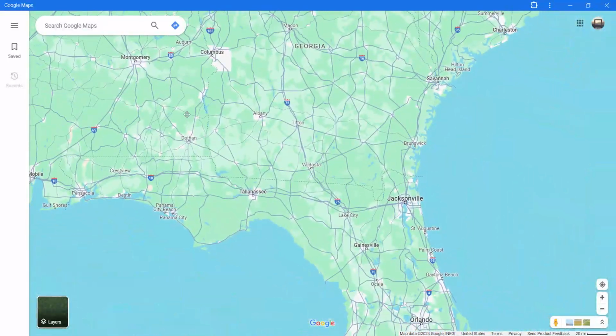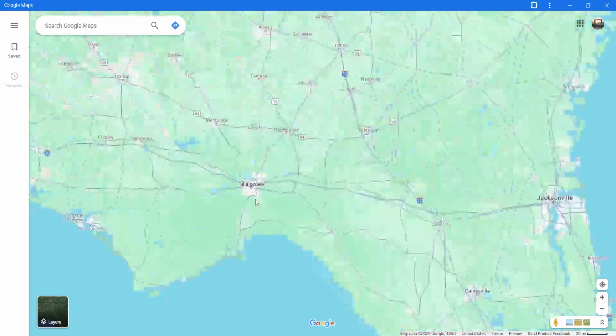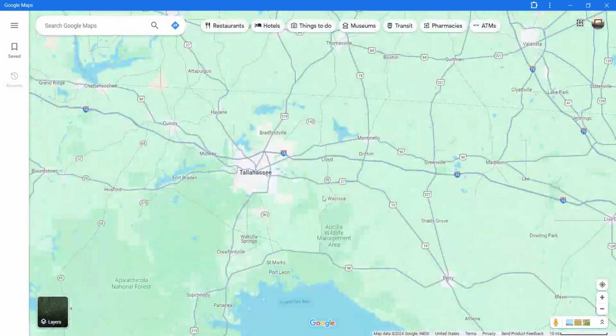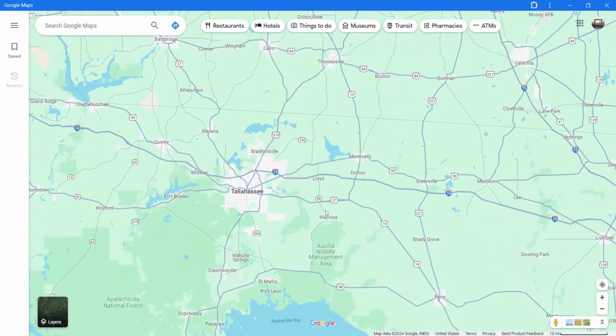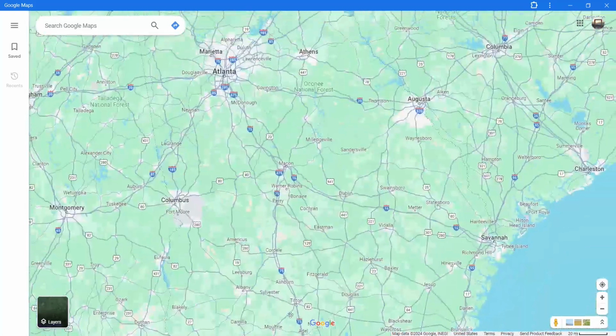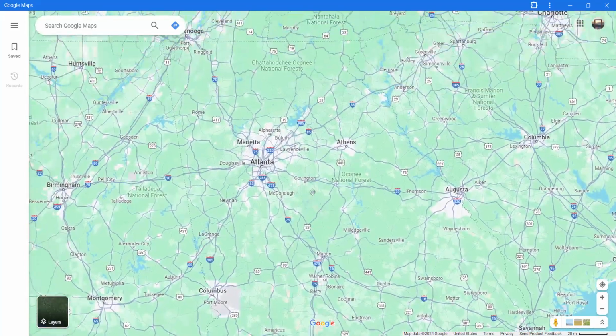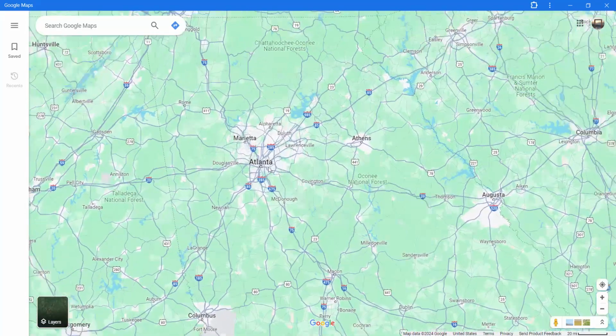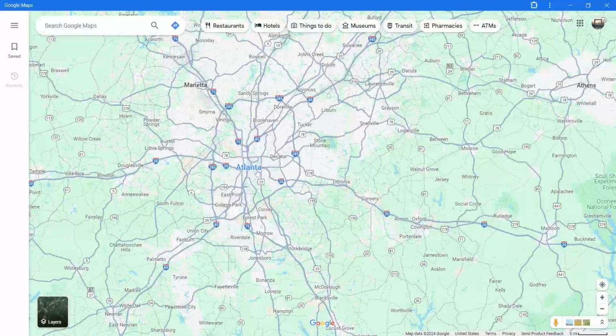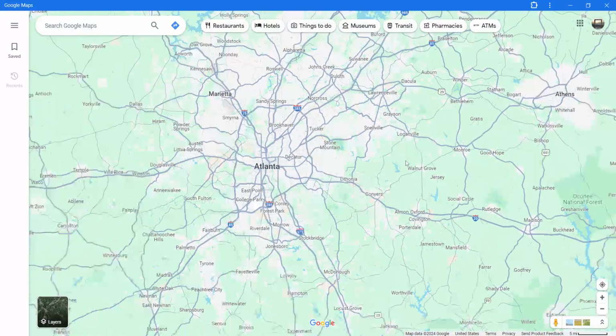Moving south to Florida, Florida has its state capital in the north, and their state capital is the city of Tallahassee. Tallahassee, Florida, is the capital of Florida. North to Georgia, and we find the city of Atlanta, which is the capital of the state of Georgia.